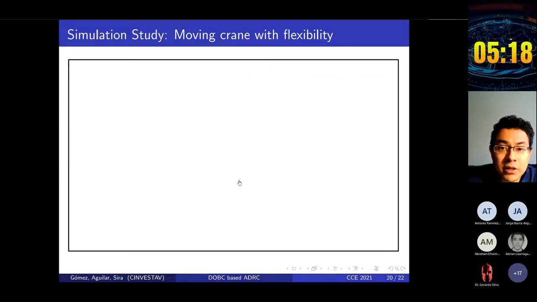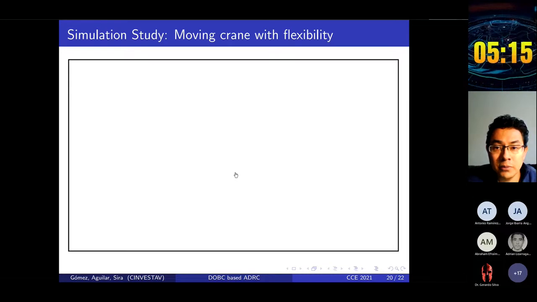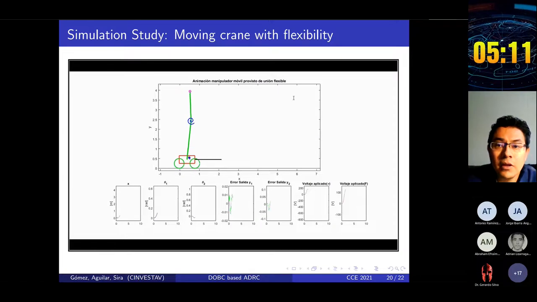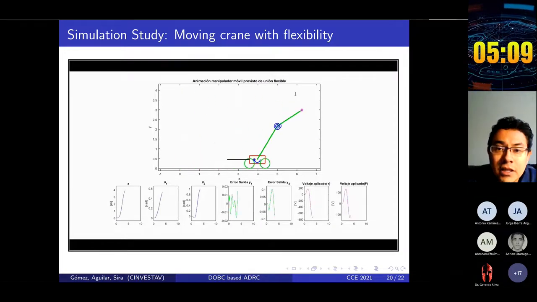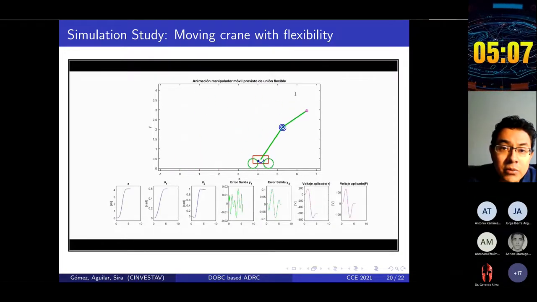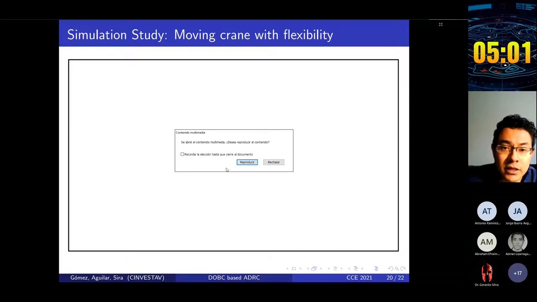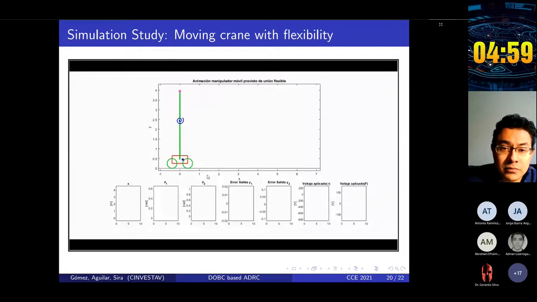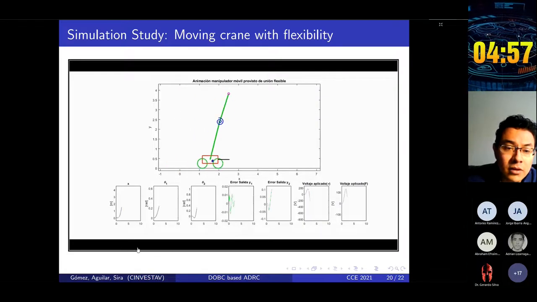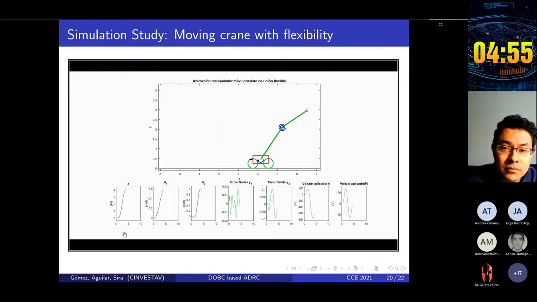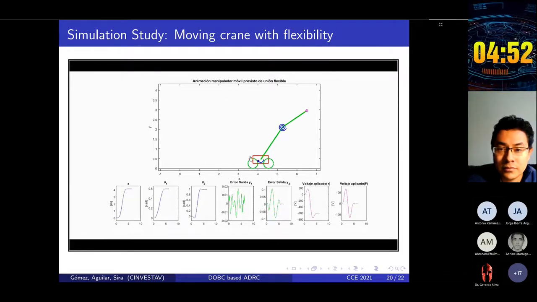Finally, we present a small animation of the simulation performed. We can see how the linear scheme is able to achieve the proposed task on the nonlinear system. I'm going to reproduce it again.